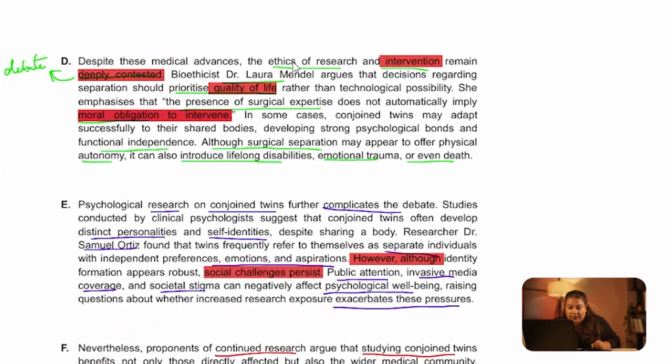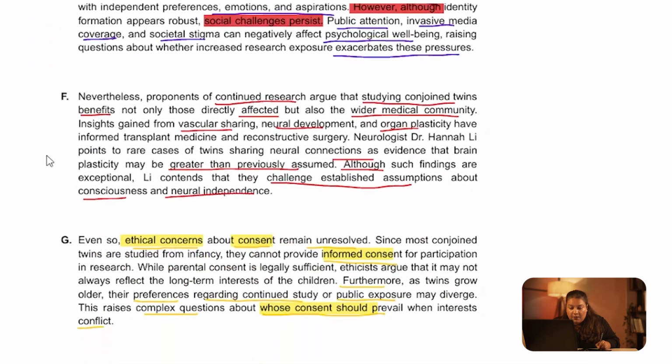Despite these medical advances, the ethics of research and intervention remain deeply contested. So we do have the word ethical debates. And we do have the keyword quality of life here. So here it says, she emphasizes that the presence of surgical expertise does not automatically imply or automatically justify, paraphrasing, moral obligation to intervene. Alright, so going back, what is missing?